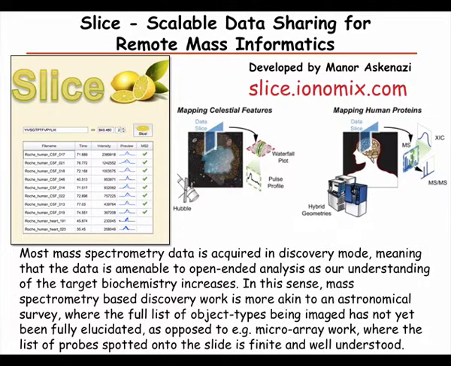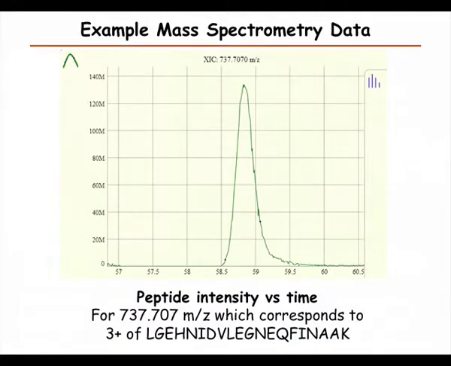His inspiration was that in astronomy, the data has many different dimensions, and they usually make it available so that you can slice through this data in different ways and look at it without downloading it or installing lots of software. So he developed a system to do this with mass spec data. This is now an example of that, of a mass spectrum.